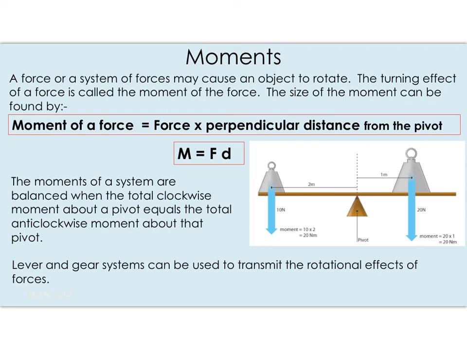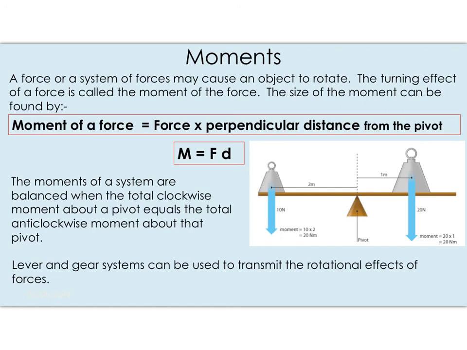You notice that the moments of a system are balanced when the total clockwise moment about a pivot is equal to the total anti-clockwise moment about that pivot. So we look at our example here where we've got the pivot in the centre. We can see that our clockwise moment, this one here, because it's turning clockwise, is equal to 20 newtons multiplied by the perpendicular distance, which is 1 metre, to get 20 newton metres. That is balanced out by the anti-clockwise moment, which causes it to rotate anti-clockwise: 10 newtons, if that's moved to 2 metres from the pivot, because 10 times 2 also gives us 20 newton metres.